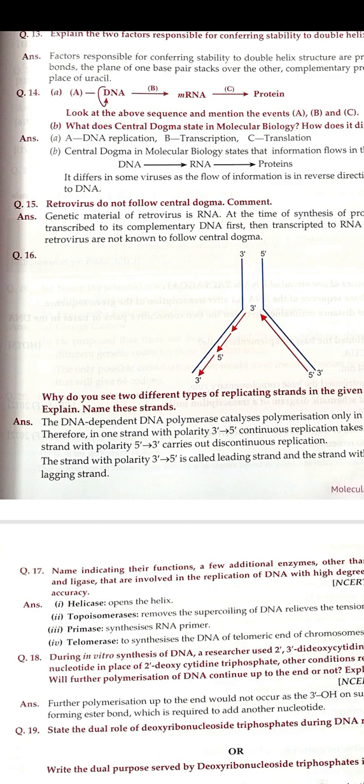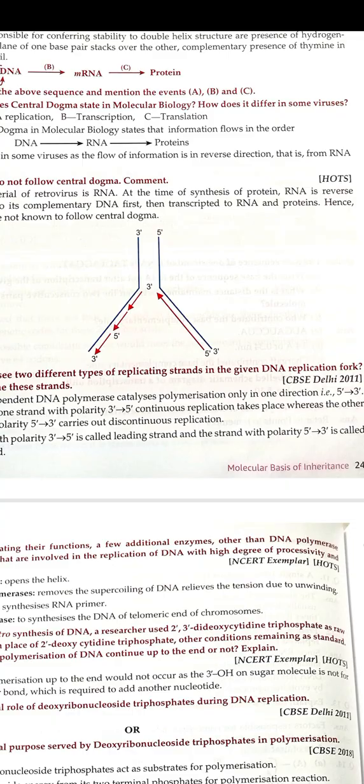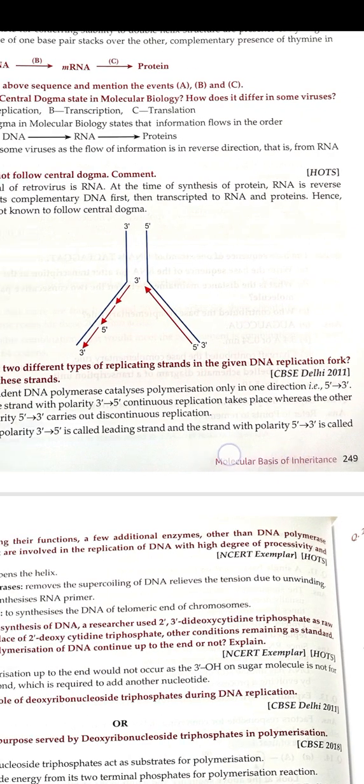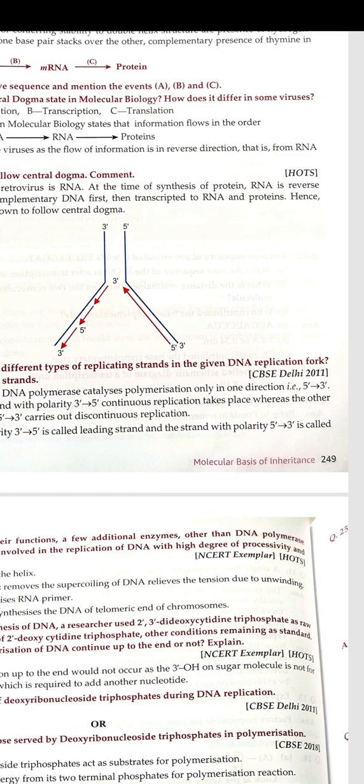Next question number 16. Here the replication fork structure is given. Why do we see two different types of replicating strands in the given DNA replication fork? Explain and name these strands. So this question was asked in CBSE Delhi 2011.